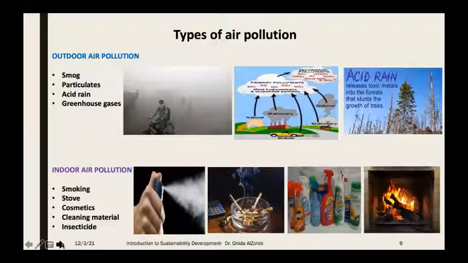There are 2 types of air pollution. Air pollution can be outdoor, but also it can be indoor. In outdoor, we talk about smog, particulates, acid rain, and greenhouse gases. And in indoor air pollution, we talk about smoking, the stove, cosmetic and cleaning materials, and insecticide.